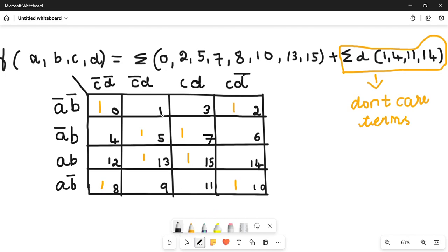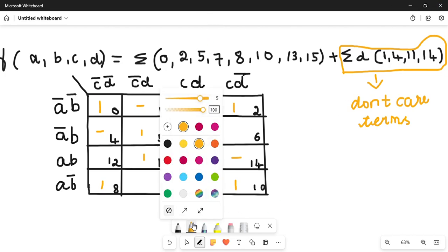Now what you are supposed to do for the don't care terms? For the don't care terms, that is 1, 4, 11 and 14, I'll put the dash symbol. This is cell number 1, cell number 4, cell number 11 and cell number 14 as minus. Okay. So now how should I do the grouping? How the grouping comes into existence, I'm going to explain to you in a clean and neat manner. Please understand.